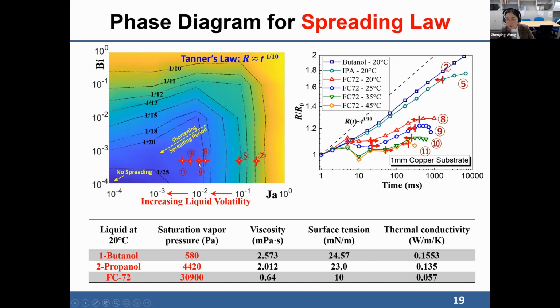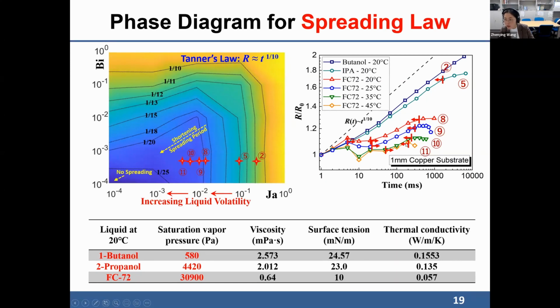Additionally, if we further heat the substrate, for example from 8 to 9 to 10 to 11, we can see a further decrease in the spreading rate of the droplet. Besides the spreading rate, we can also observe a decrease in the spreading period of the droplet. If the liquid volatility becomes very high, the spreading period becomes indistinguishable.